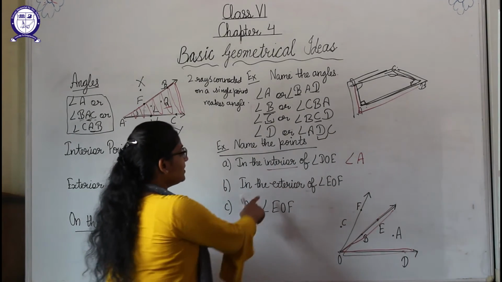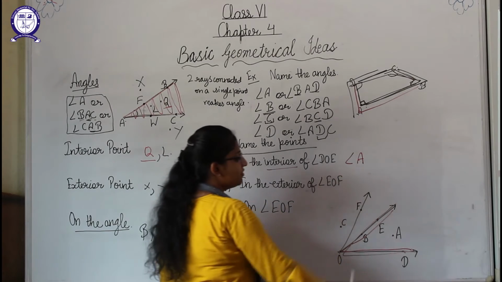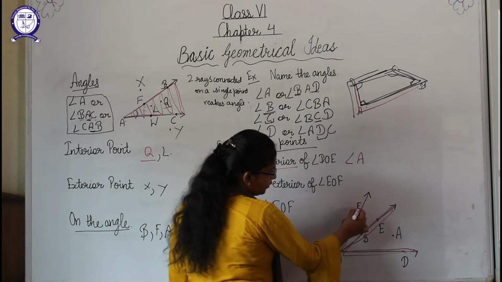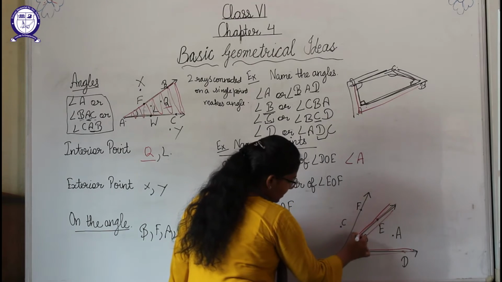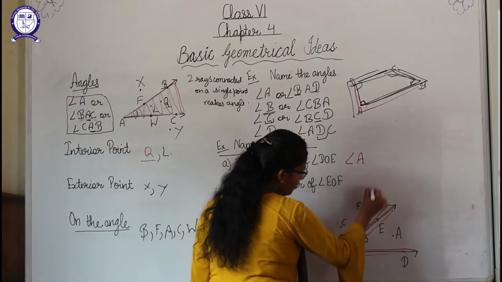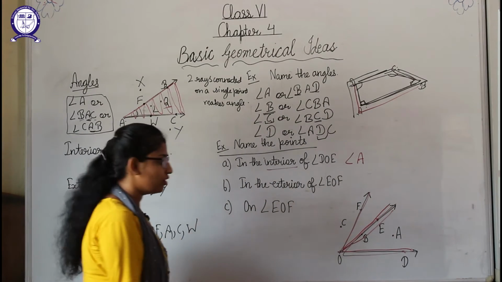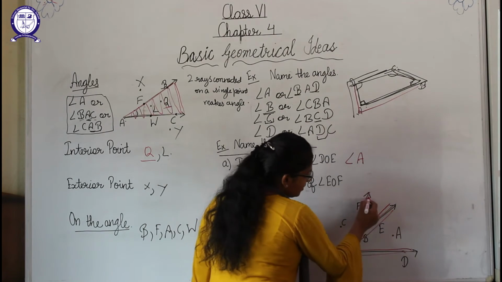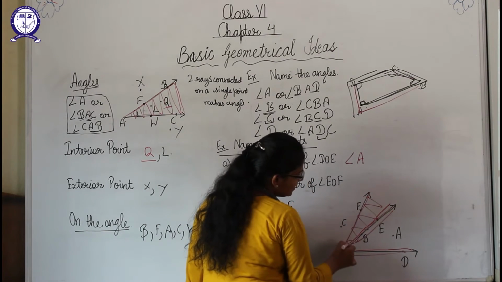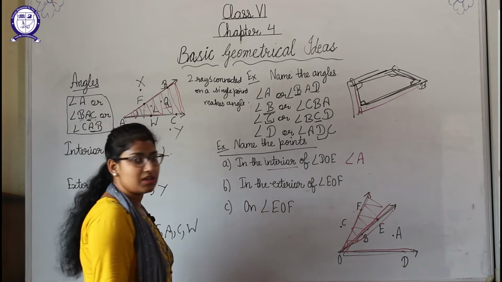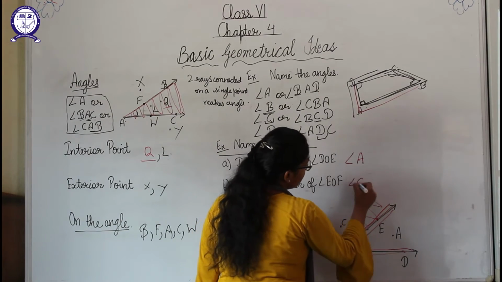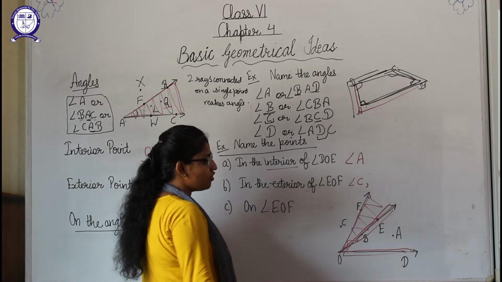Now in the exterior of EOF, what is the EOF here? E is this point, O is this point, and F is this point, so this is the angle EOF. Now what is the exterior point? It means the point should not be in this region, and all the points outside will be at the exterior. So this point C is at the exterior of EOF.